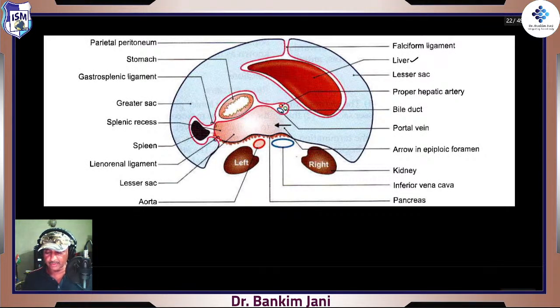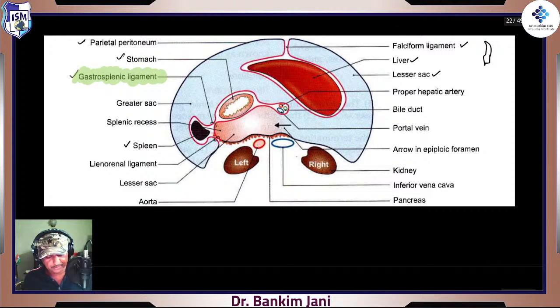Liver, good, right? Then in front there is the falciform ligament. Because of its shape, that falciform, that घास काटने वाला instrument, is the falciform ligament. Parietal peritoneum, no wonder, because visceral peritoneum is always near the organ. And this is the lesser sac. Over here we have the stomach, and between the stomach and the spleen is the gastrosplenic ligament. Let's mark this.